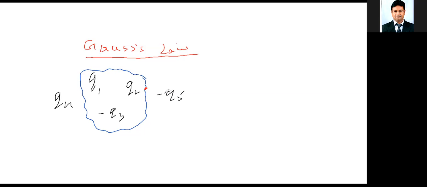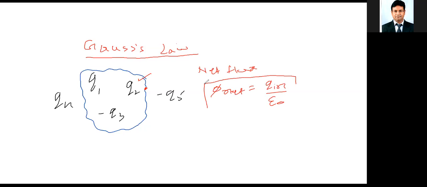But before that, we need to understand what Gauss has said. What Gauss said is, if you have any three-dimensional enclosure, then the net flux through the enclosure, that is phi net, is equal to the net charge inside divided by epsilon naught. The net flux is equal to the charge enclosed within the Gaussian surface divided by epsilon naught. It's actually a simple condition.